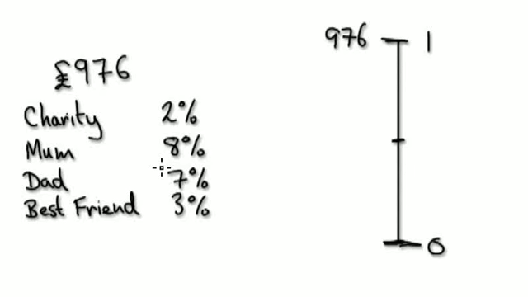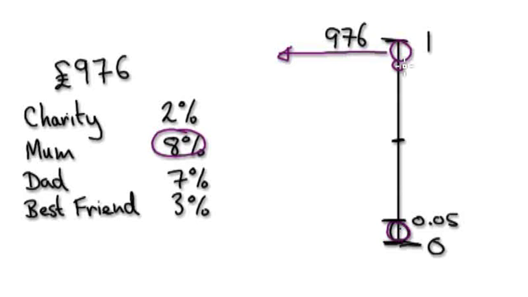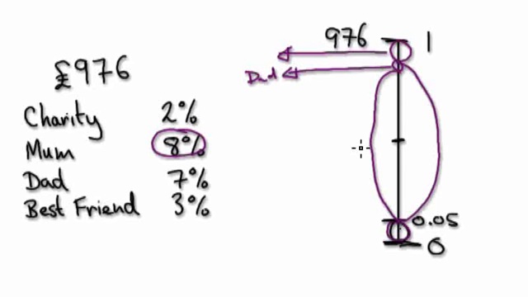Because the question is saying how much goes to non-family members, it's going to be 5% left. So this bit here will be 0.05, because if you think about it, 8% goes to mum here, 7% goes to your dad, and don't forget, you've got a massive chunk. You've got 80%. This is you, because the question has been changed.